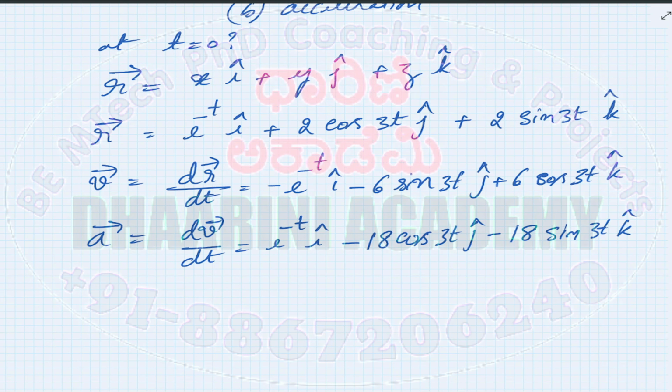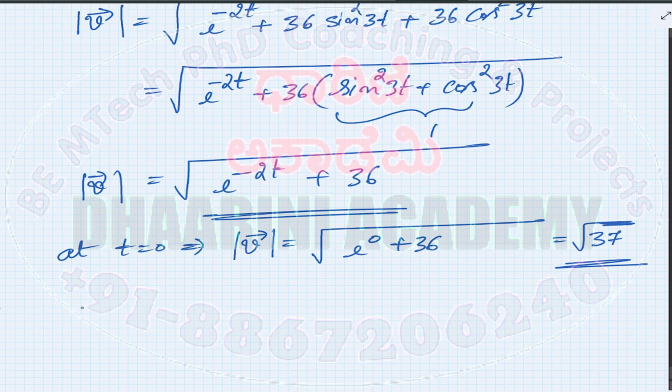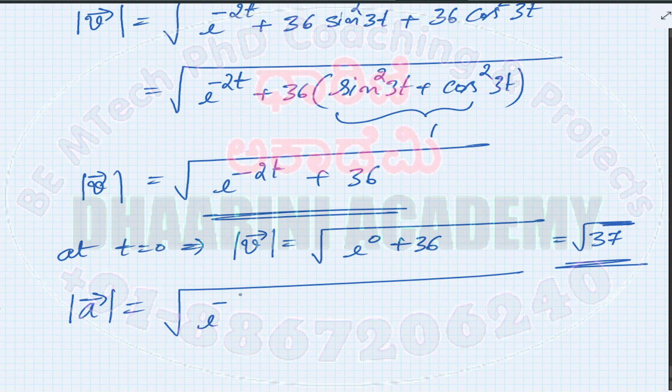So I just have to find that from this acceleration equation. So just see that acceleration is e to the minus t, minus 18 cos 3t, minus 18 sin 3t. Okay, let's go to the magnitude of acceleration. So this is under root. There is already an e to the minus t, it's a square. So e to the minus 2t plus it is 18 square. 18 square is 324 into cos square 3t plus 324, one more 18 square into sine square of 3t.